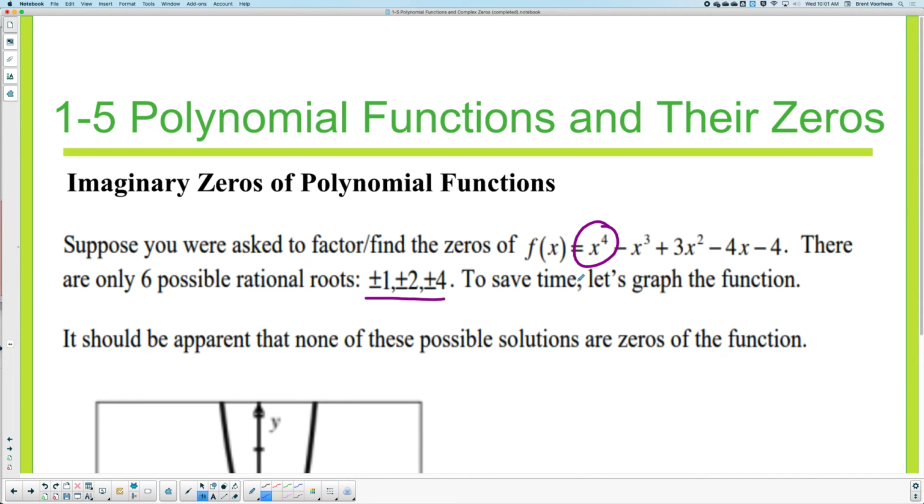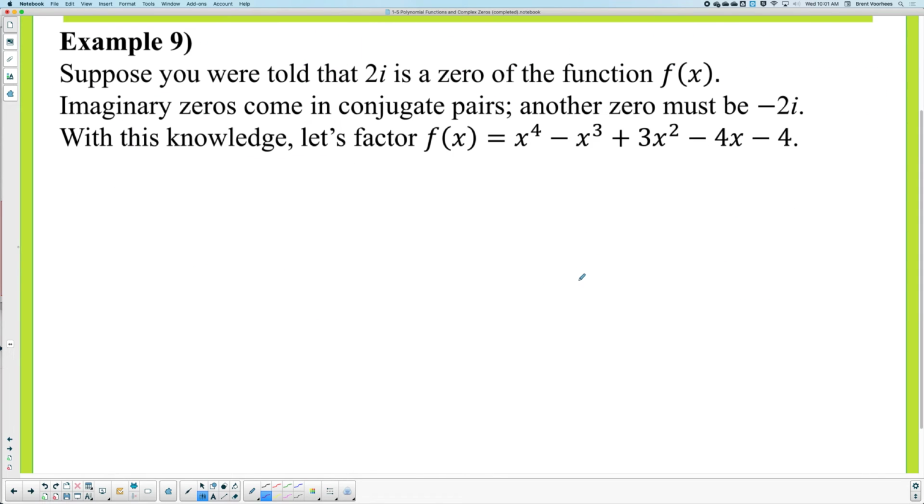So I believe I copied this equation out. Yeah, I did. So go to your next slide. This is the same equation from the previous slide. It says, suppose you were told that 2i is a 0. So 2i, what type of number is that? Imaginary. That's an imaginary number. Let's say we were told that 2i is a 0. Imaginary zeros come in what's called conjugate pairs. That means if you have 2i, you also have to have negative 2i.